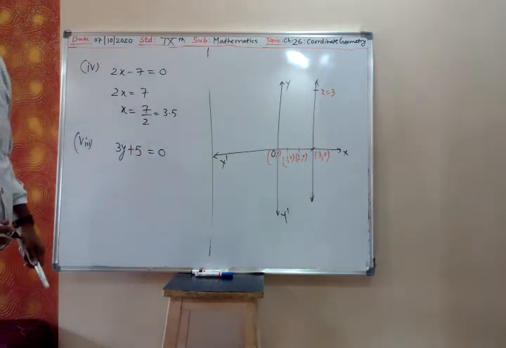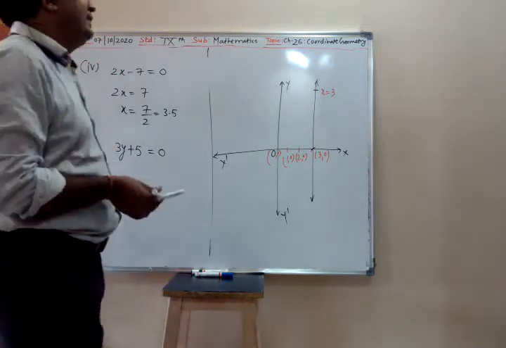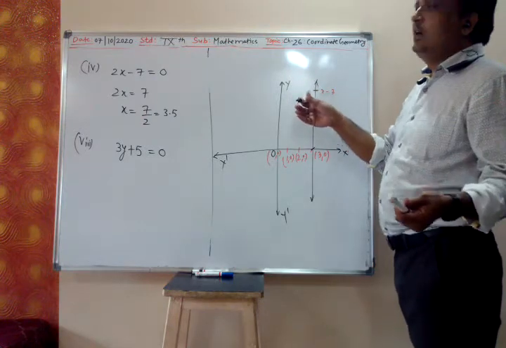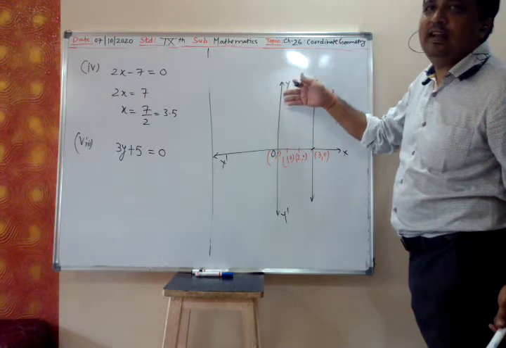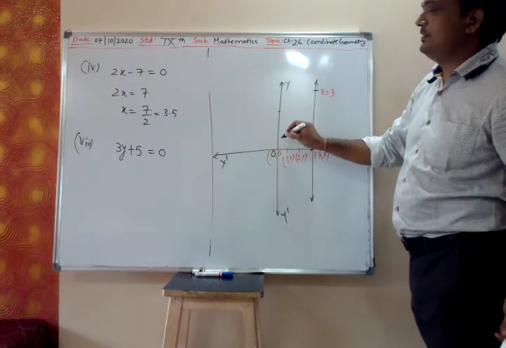Where x is 0, tell me. X is 0, where x is 0? All the points on the y axis. Yes, all the points on the y axis have x equal to 0. So x is equal to 0 is nothing but my y axis.